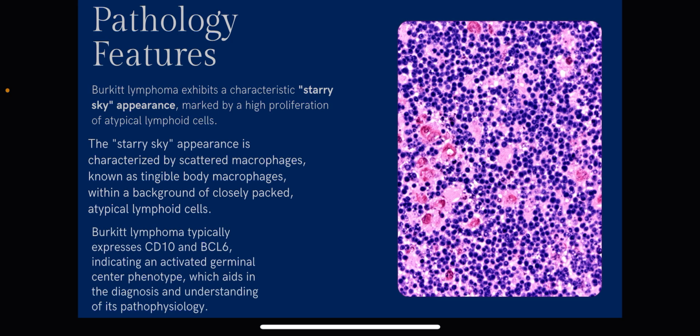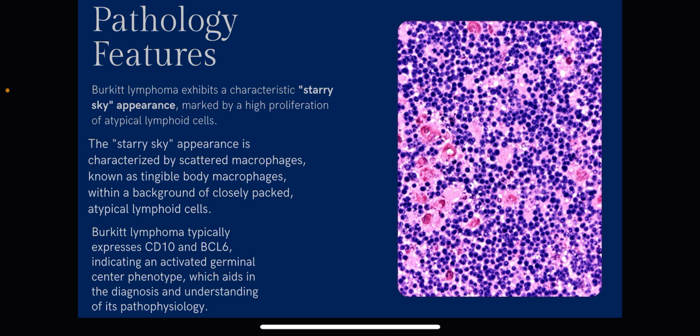The pathology features are important. Burkitt lymphoma exhibits a characteristic starry sky appearance, which is marked by high proliferation of atypical lymphoid cells. The starry sky appearance.